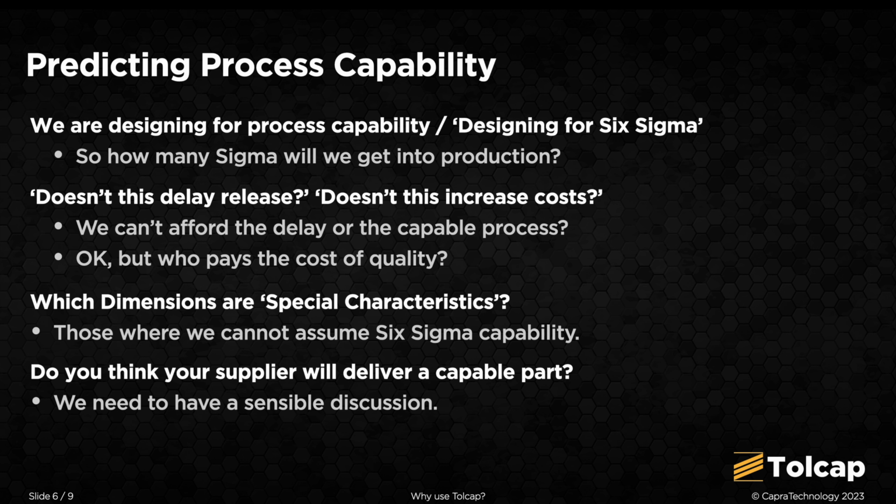So, how many sigma or what process capability will we get in production? Some dimensions will be easy, some may be impossible, and redesign will be necessary. Face this before production starts. This sounds like bad news for the design team and the organisation. Making this part of design will cost us time and money.